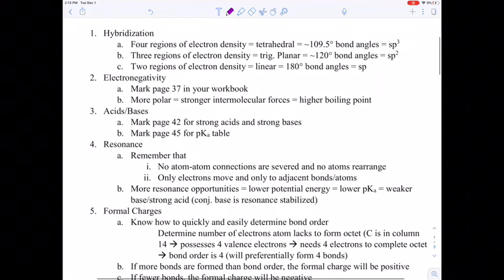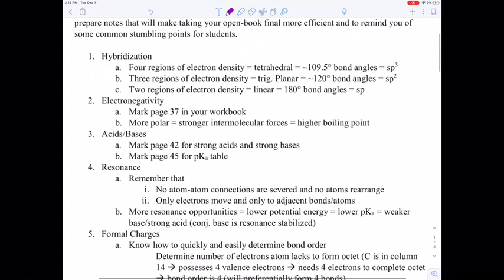Hybridization. So just a reminder, if you have 4 regions of electron density, that would be like ammonia. So we have 4 regions of electron density there. Or another example could be something like methane. That's maybe a little easier to see because we don't have a lone pair. The geometry would be tetrahedral, which means we have about 109.5 degree bond angles, sp3.